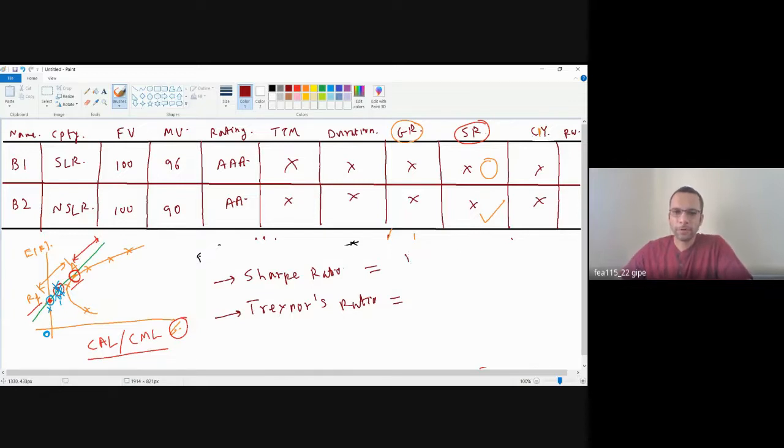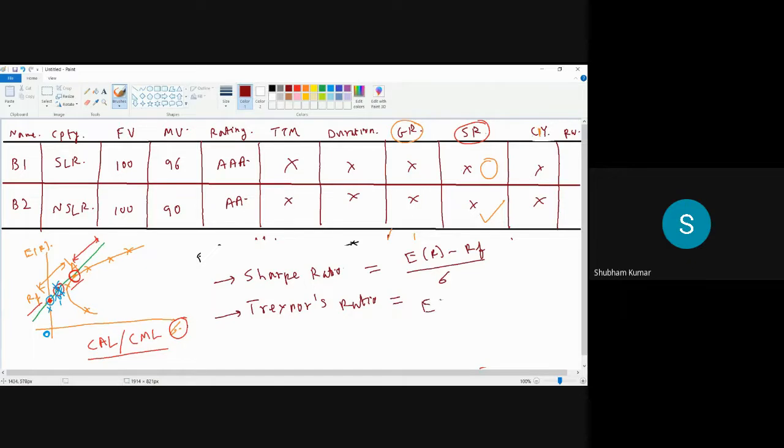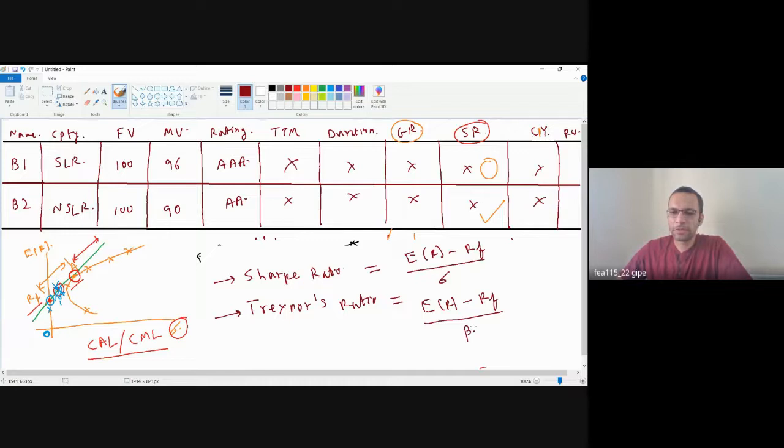So the standard formulas for this are expected return minus RF upon sigma. Sigma, sorry, sir. Whereas for Treynor, it will be beta. So Treynor is more of a systematic risk measure, because if you see, I've changed only the denominator here. For the Sharpe ratio, we take the total risk, which is sigma, a combination of systematic and non-systematic risk. Whereas for Treynor, we have beta, which we call a systematic risk measure. So these are a couple of measures which you will find as a part of the IPS or investment policy statement.